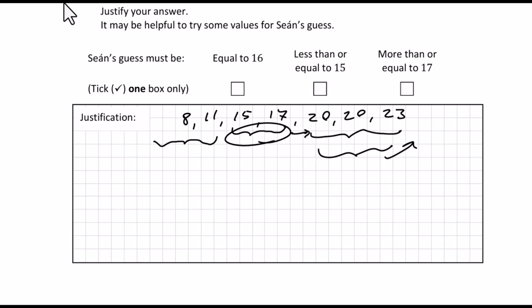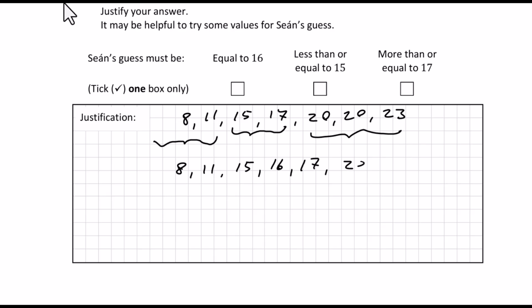So what we're going to do is look at some numbers here. Let's say we tried 16. So let's say we tried 8, 11, 15, 16, 17, 20, 20, 23. There are 8 numbers. There's an even number of numbers now, which means there are 2 middle numbers.